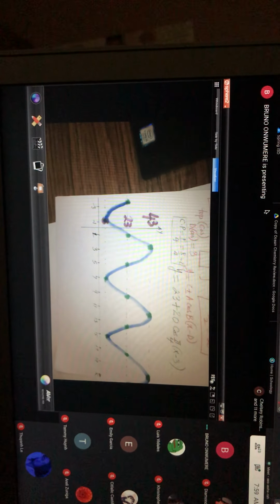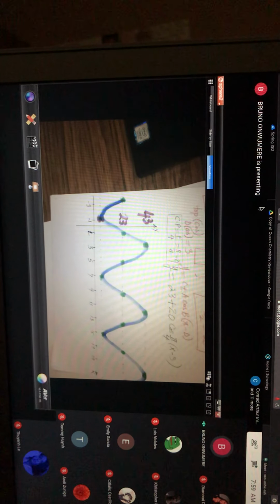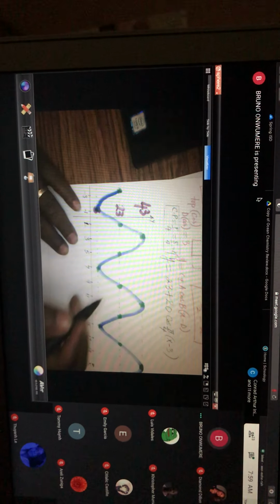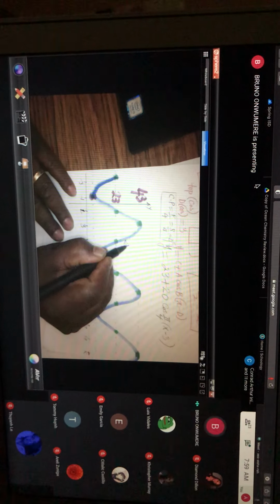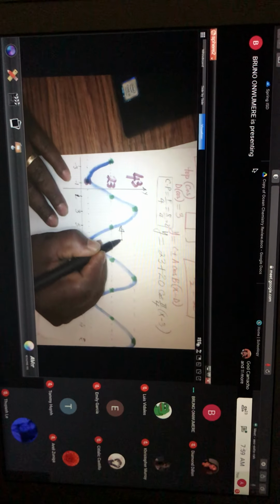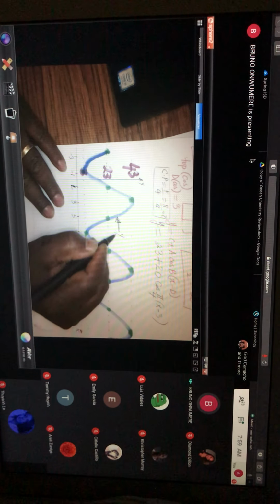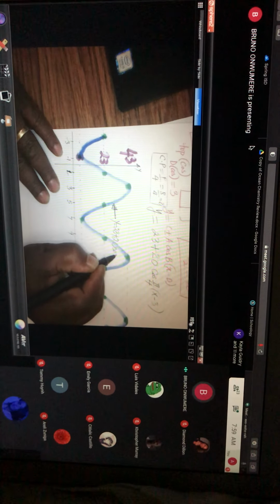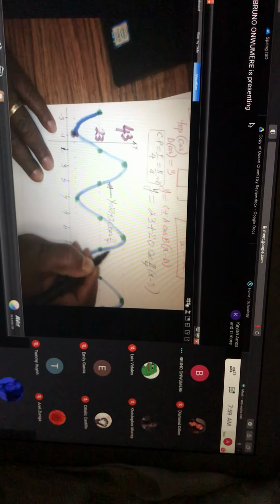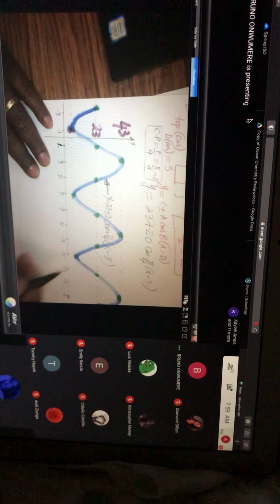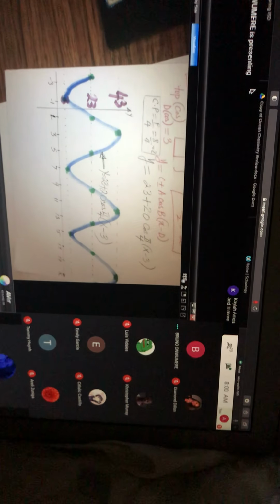Something like that would be my sinusoid. I need to write the equation, which I already found. The equation of this sinusoid is y is equal to 23 plus 20 cosine of pi over 4 into x minus 3. Done. I have written the equation. I have drawn the graph.